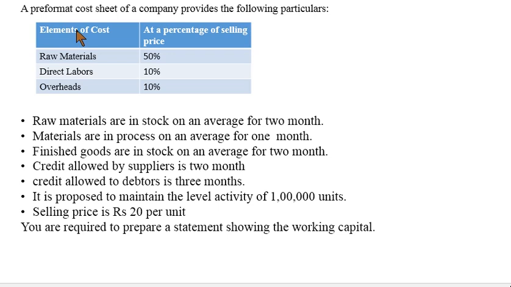The pro forma cost sheet of the company provides the following particulars: raw materials, laborers and overhead. The first is raw material are in stock on an average for 2 months, materials in progress on an average for 1 month, finished goods are in stock on an average for 2 months, credit allowed by suppliers is 2 months, credit allowed to debtors is 3 months. It is proposed to maintain the level of activity of 1 lakh units. Selling price is rupees 20 per unit. You are required to prepare a statement showing the working capital.